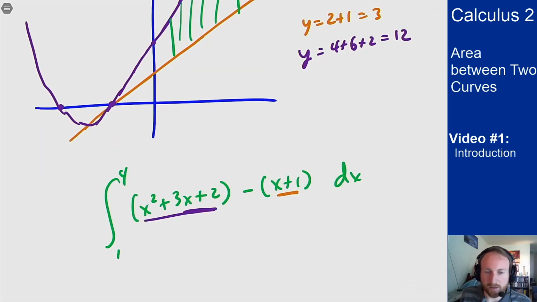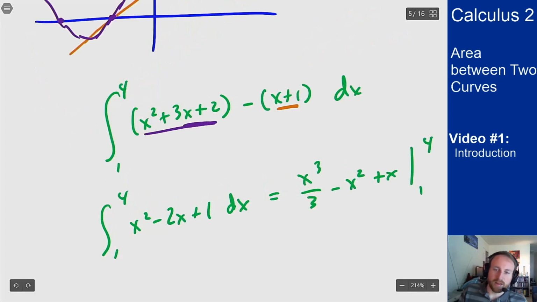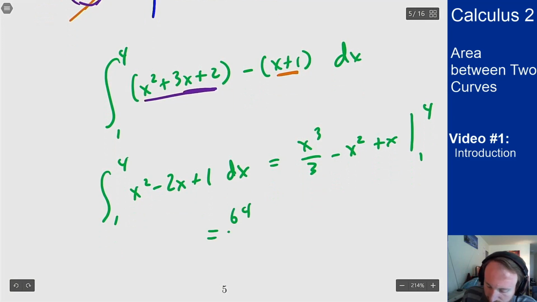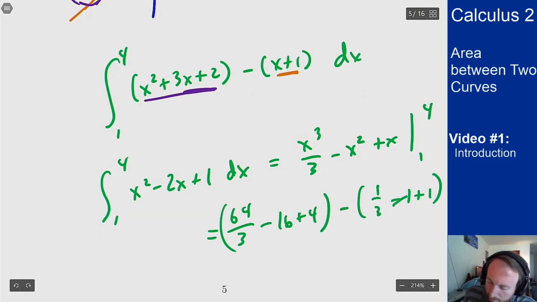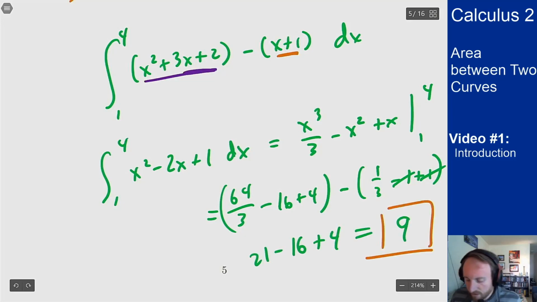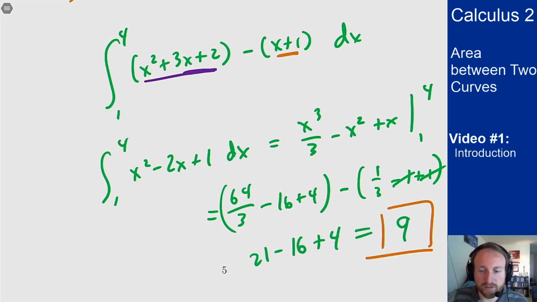And then we just simplify this out and solve. We get x cubed over 3 minus x squared plus x for the antiderivative, and now we can just plug in our numbers. 64 over 3 minus 16 plus 4, minus 1/3 minus 1 plus 1. 63 over 3 is 21. We get 21 minus 16 plus 4, which is 9. So that's how you'd find the area between these two curves, and that's how you can find the area between two curves for any vertically simple region set up like this.